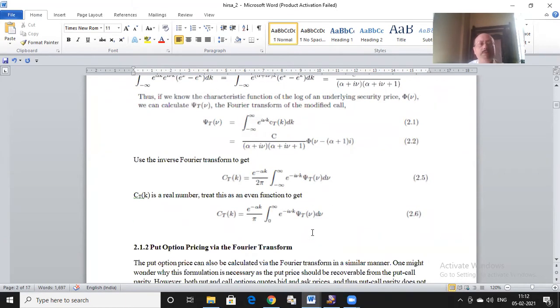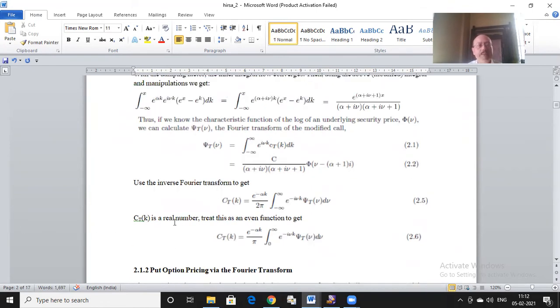And you have to recognize that capital C t is a real number. So we will treat this as an even function to get rid of the complex component, because the final result has to be a real number. So we'll do the integral from 0 to infinity and write that C t k is e to the power minus alpha k by pi, because there are two times here, the 0 to infinity integral of this argument.